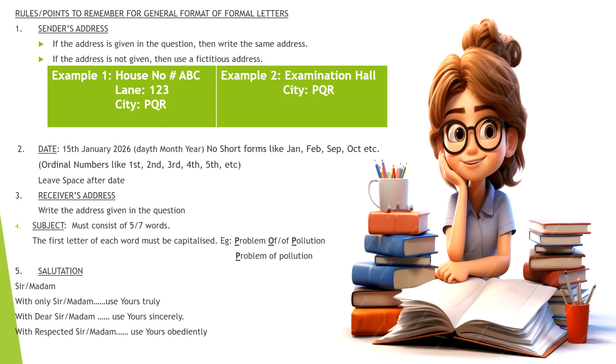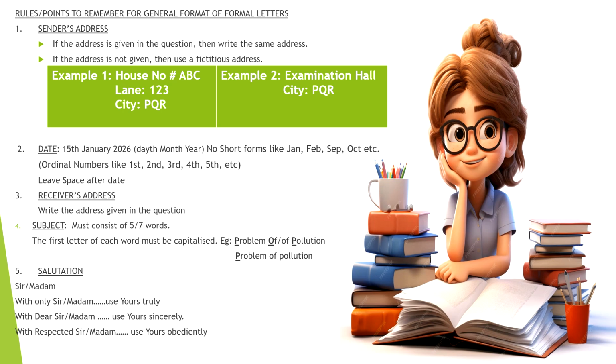Students, let's discuss the rules and points to remember for the general format of formal letters. There are 9 parts. So let's start with the first one, that is sender's address. Two options can happen. One is if the address is given in the question, then we have to write the same address. The second type, if the address is not given in the question, then what should we do? We have to use a fictitious address.